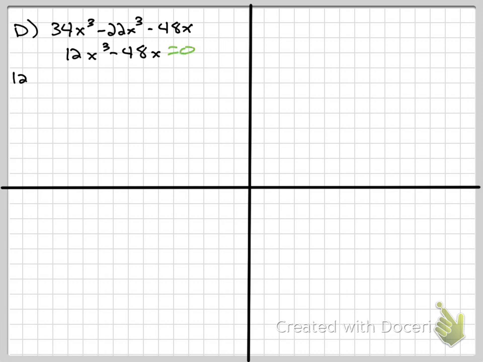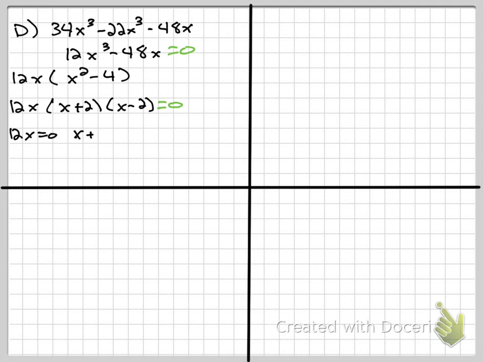And then the GCF there would be 12x, which would leave me with x squared minus 4. x squared minus 4, we have a difference of squares. So we have 12x times x plus 2 times x minus 2 equals 0. We set all three factors equal to 0 and we get x equals 0, x equals negative 2, x equals 2. Our original polynomial is x cubed, so that's our general shape, and it goes through negative 2, 0, and 2.